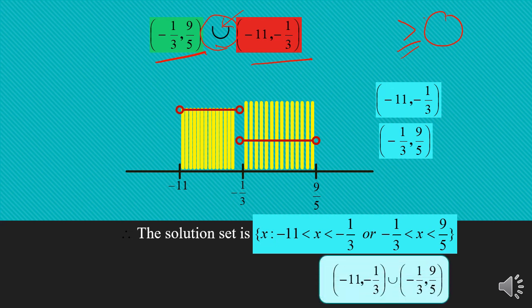Or we can write down in the interval form. So this is the final answer. I want you to try this one and then check whether your answer is the same or not.